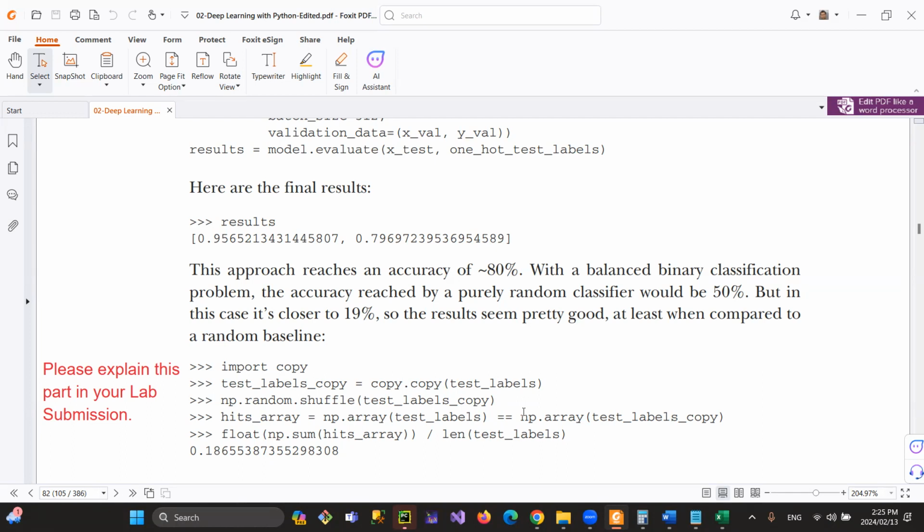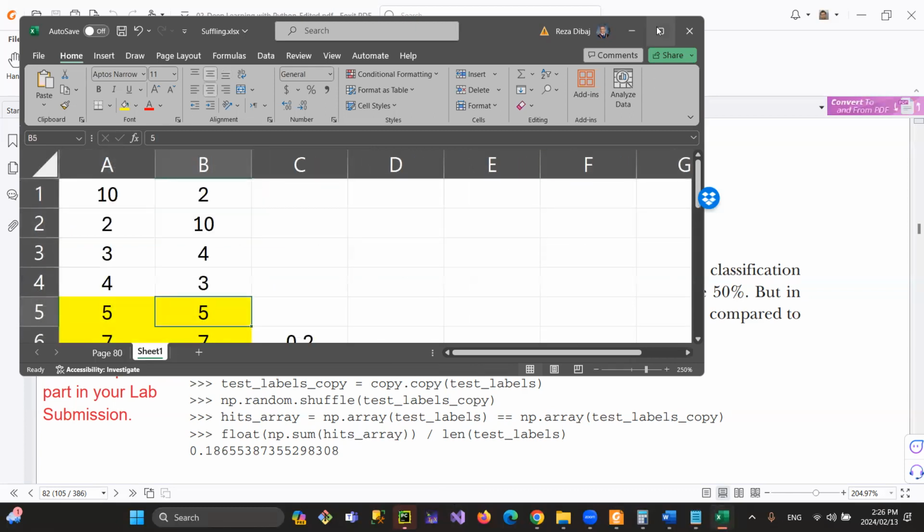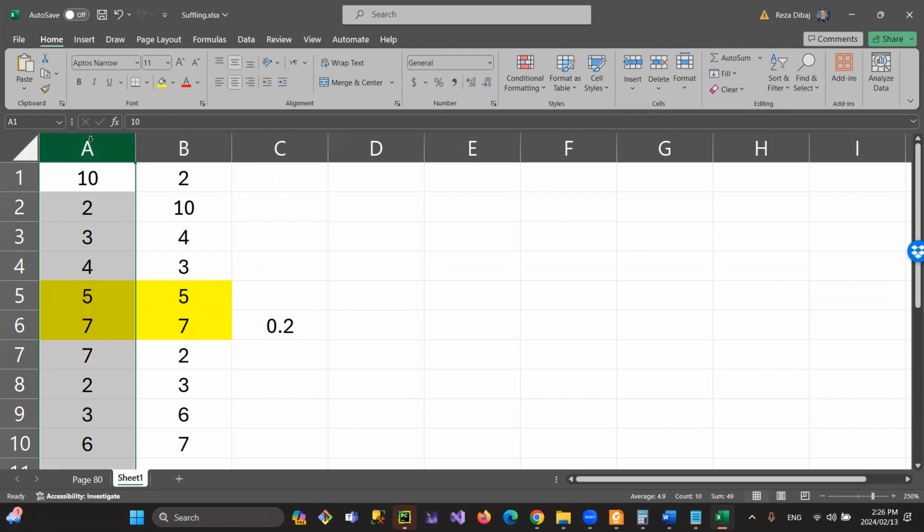Okay, what does it mean in here? I repeat my example. For something like 10 digits, we saw that 10% is the chance of each class of numbers. For this one, imagine that we have no algorithm. We randomly shuffle the labels that we have, and then we just put them side by side. Look at the sample that I provided for you. Imagine that these are the actual labels that we have, like 10, 2, 3, 4, 5, 7, 7, 2, 3, 6, right? I just shuffle the numbers, and now I have 2, 10, 4, 3, 5, 7, 2, 3, 6, 7. Does that make sense? I randomly just change the order of labels.